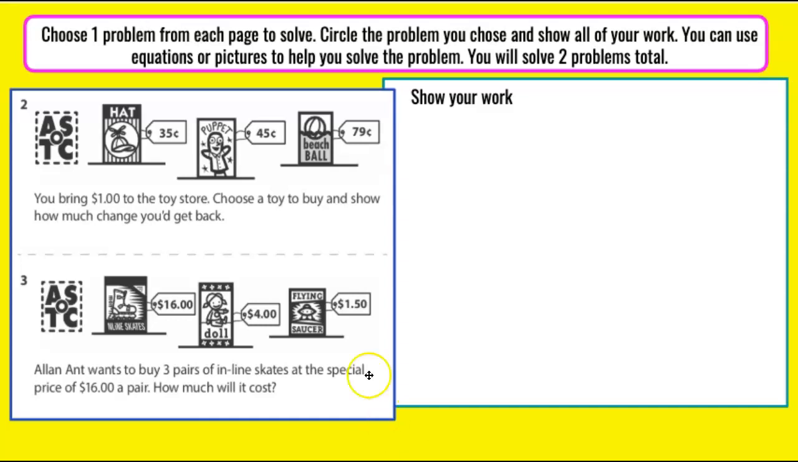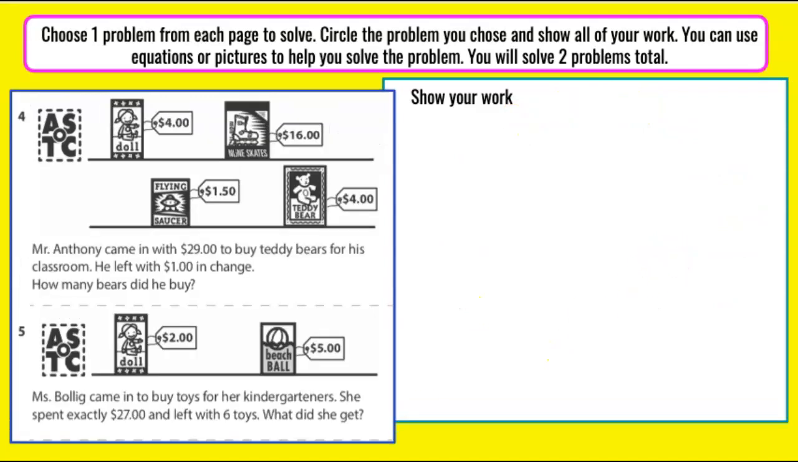Choose 1 problem from the first page, number 2 or number 3, and show all of your work right here. Your next page looks like this with number 4 and number 5. Choose one, and show all of your work right here. You know how to use your strategies. You can use an open number line. You can draw your base 10 pieces. You can draw your money pieces, or you can use equations. You have the tools. Get to work, and I'm excited to see what you come up with.